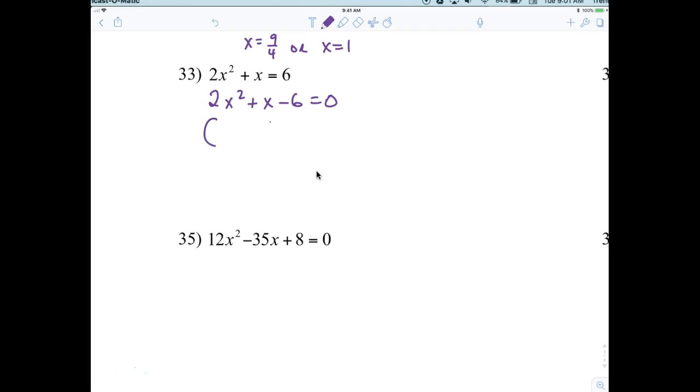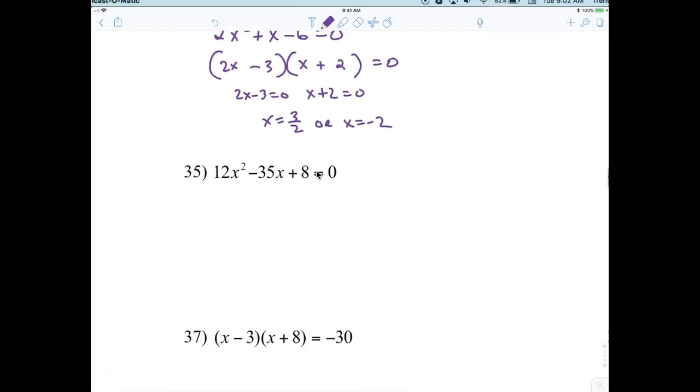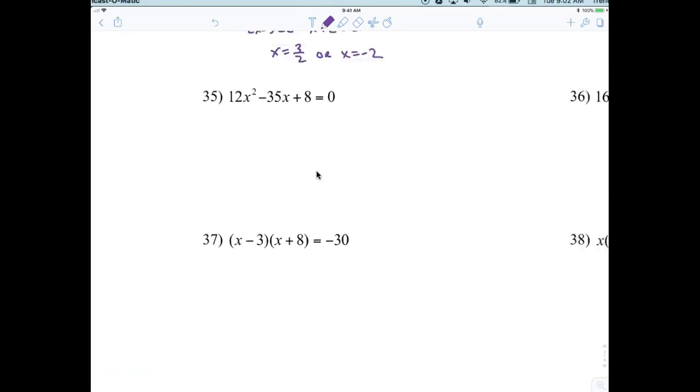All right, now we're going to factor this. Again, 2x and x, 3 and 2 plus minus. All right? And so now set the factors equal to 0. So x is equal to 3 over 2, or x is equal to negative 2. And last one for the day. Well, actually, not the last one.